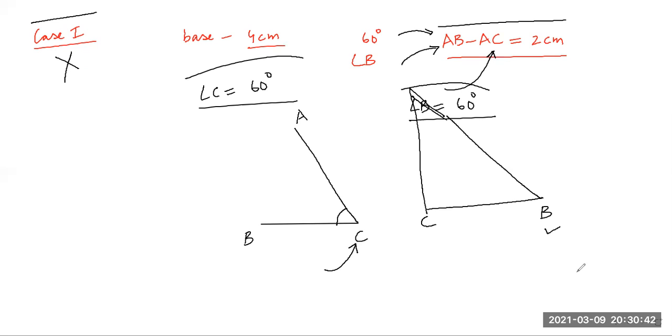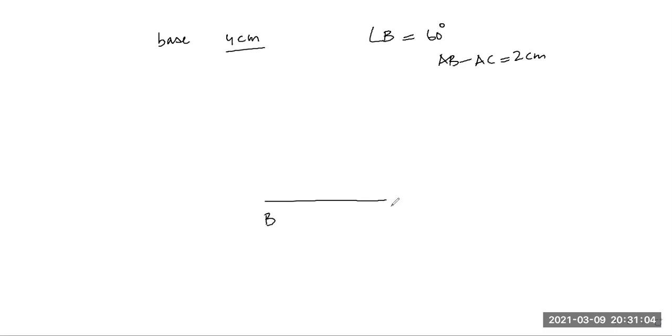So how will I do this? Okay, so the base given is 4 centimeter, base angle B is 60 degree, and the difference of sides AB minus AC is equal to 2 centimeter. How do I do? Draw the base BC, right? Then draw the angle B, that is 60 degree.